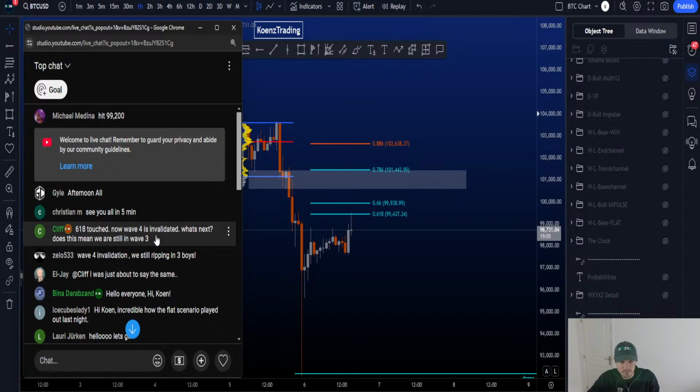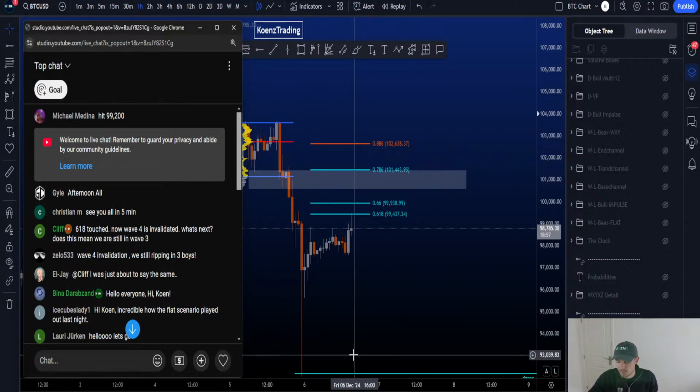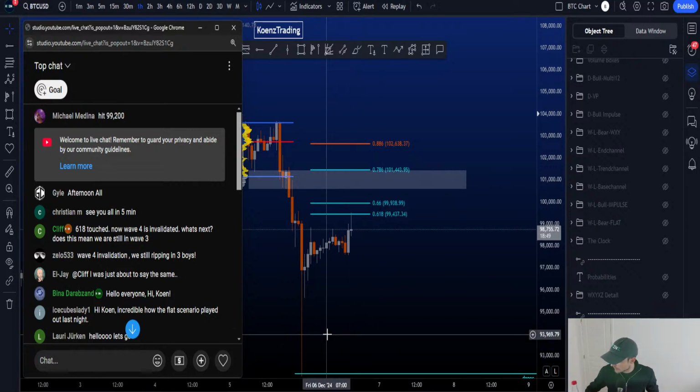618 touched. Now wave 4 is invalidated. What's next? Does this mean we are still in wave 3? Nope. We are counting this move to the downside as a zigzag, which means we're going to look at corrective structures locally and not impulsive structures to the downside. Doesn't mean you can't go down, but in that case you're going to be looking for a double zigzag, a WXY, or a flat.